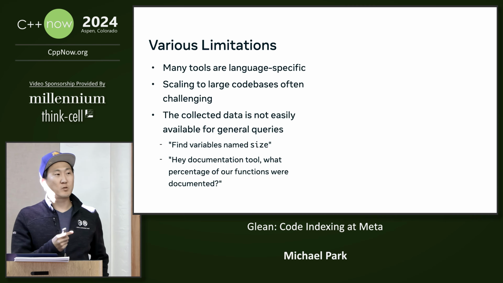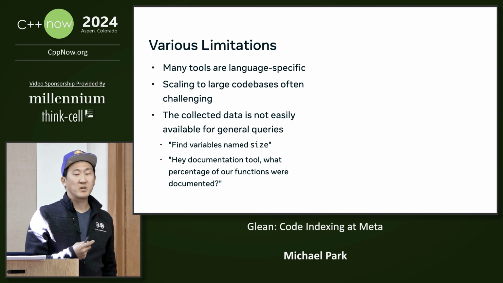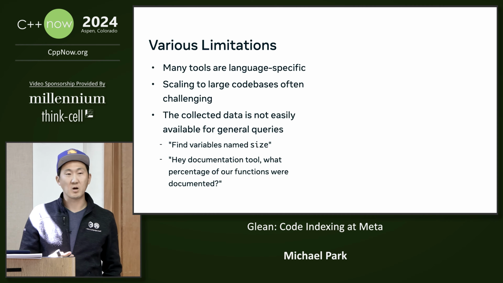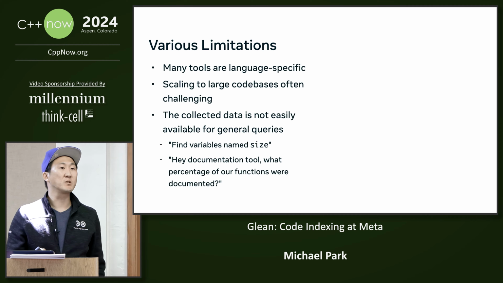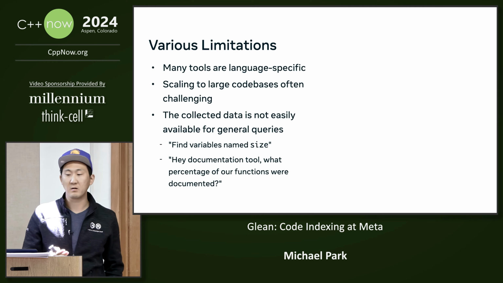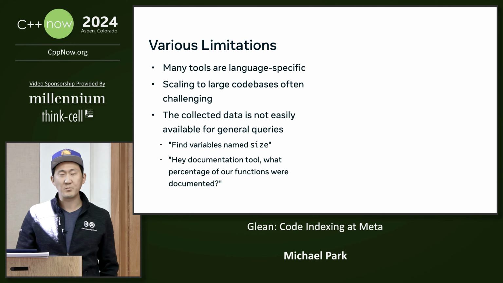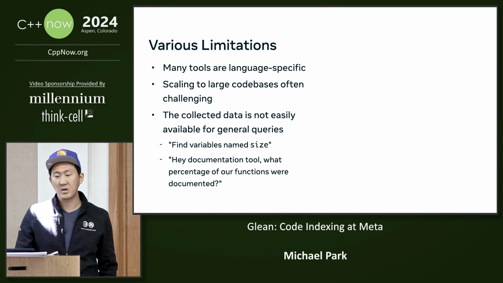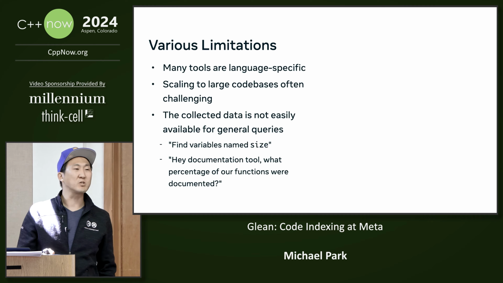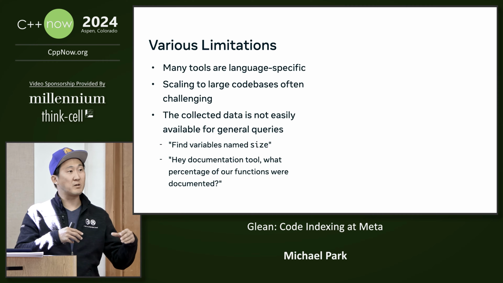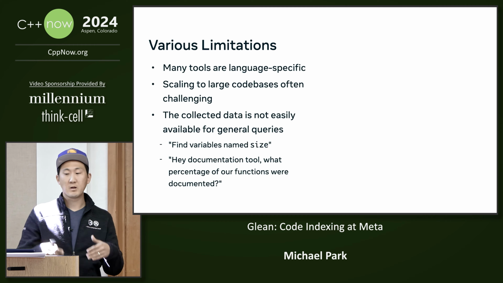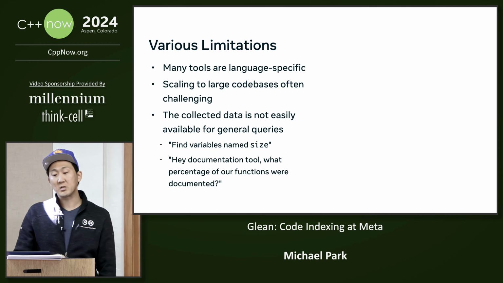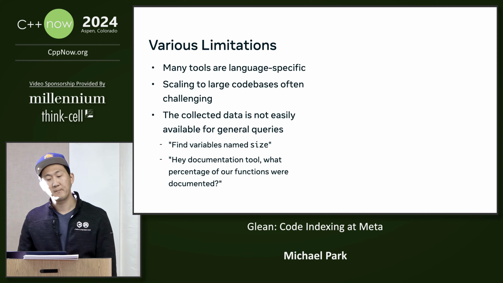But all of these tools and functionality exist, but there are various limitations. So many tools are language specific, naturally. So for Clangd, for example, it supports C, C++, Objective-C. Documentation tools generally tend to be pretty language agnostic. But a lot of times, because it became language agnostic, it misses a lot of the language details, right? Scaling to large code bases can be often challenging.